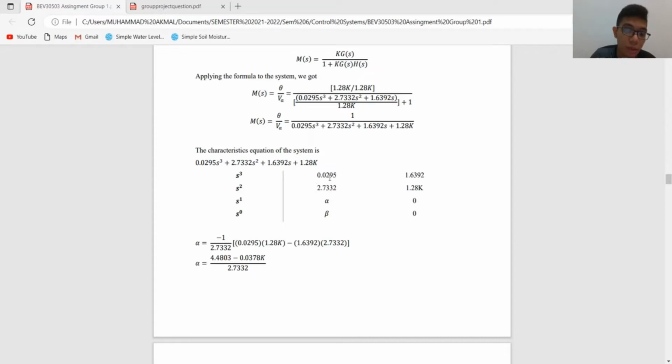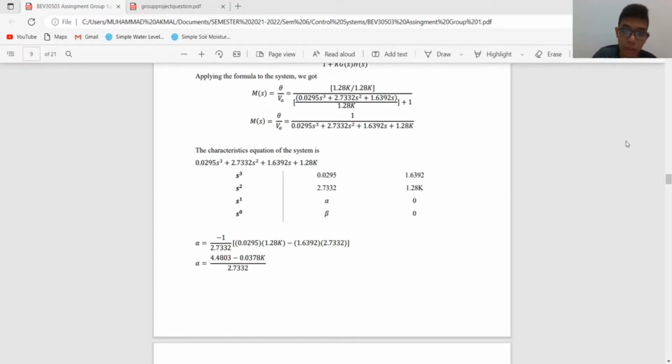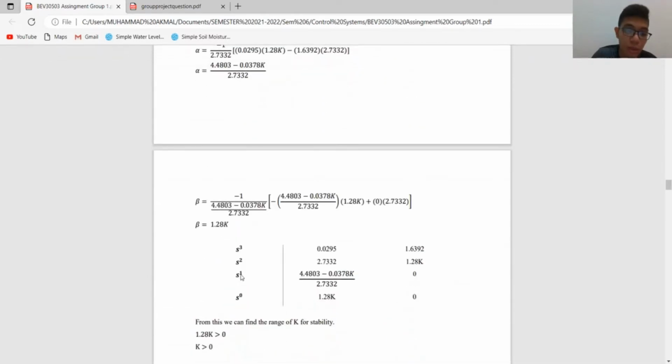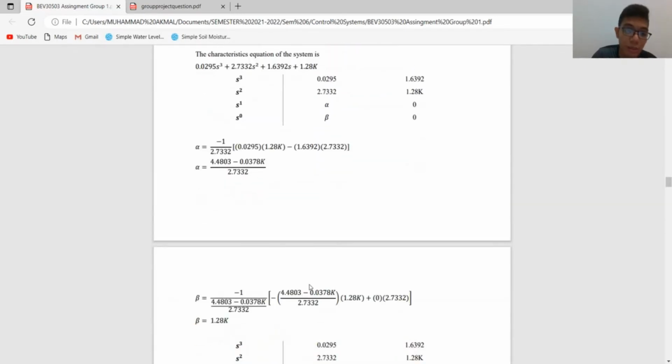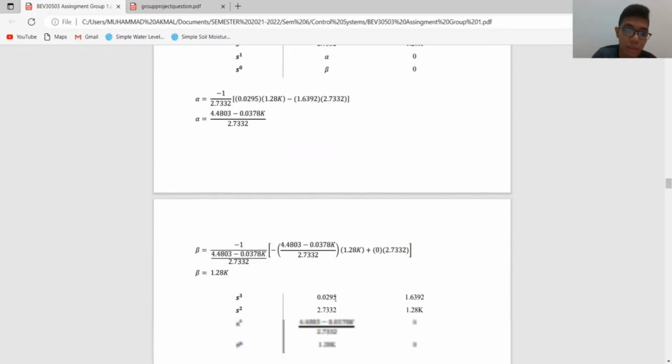A0 times A4 minus A3 times A2. Then we get alpha is equal to 4.4803 minus 0.0378K over 2.7332. Okay, for the beta, it is the same as the alpha. This time we will use the beta as the denominator, and then we will do the cross multiplication to find the beta, and then we get beta is equal to 1.28K.